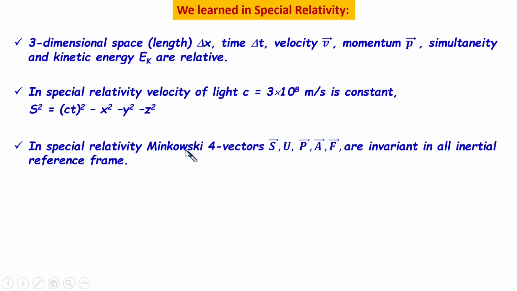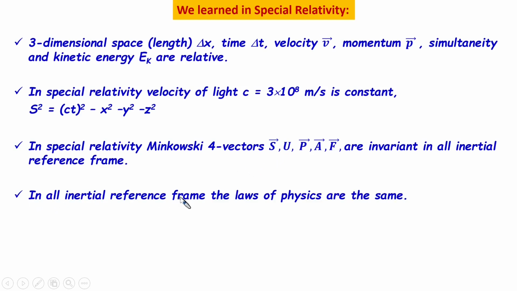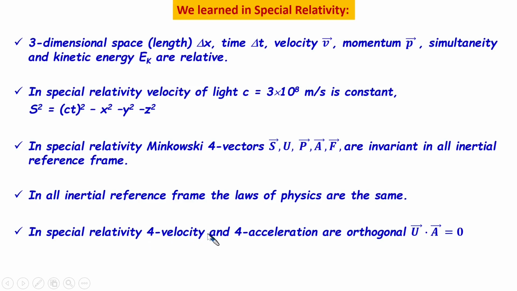In special relativity, the Minkowski 4 vectors, position s, then velocity, momentum, acceleration, and force, are invariant in all inertial reference frames. These are all 4 vectors. They are invariant. We have also seen that in all inertial frames, the laws of physics are the same. And in special relativity, four velocity and four acceleration are orthogonal to each other.